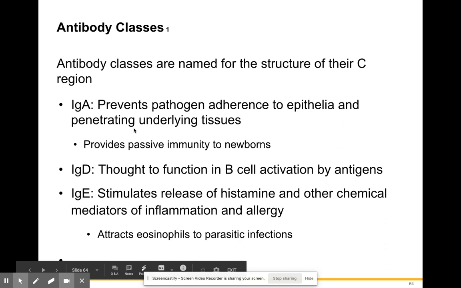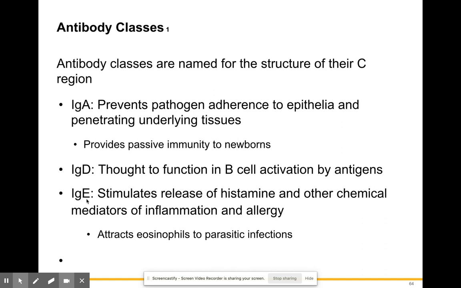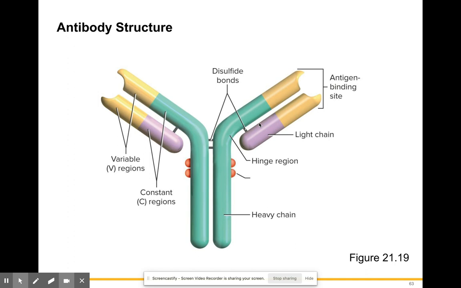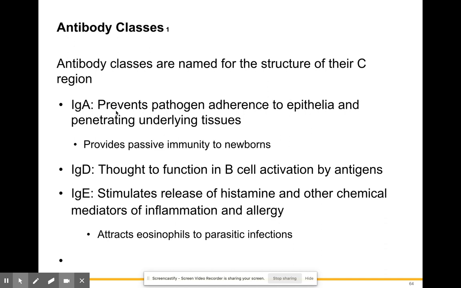So IgA has a certain C region. IgD has a certain C region. IgE has a certain C region. Their bonding sites change, but these are going to differ from IgA and from IgD and IgE and IgG and all those other things. Okay. So let's just talk very briefly about what they do individually.